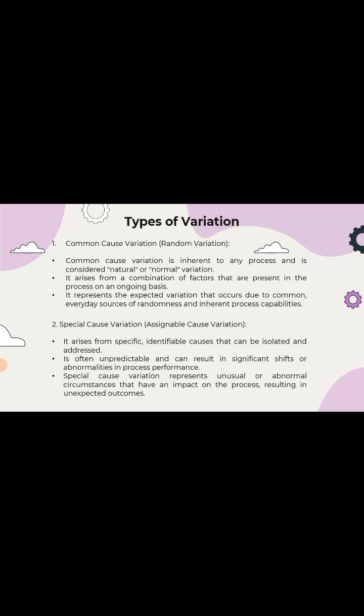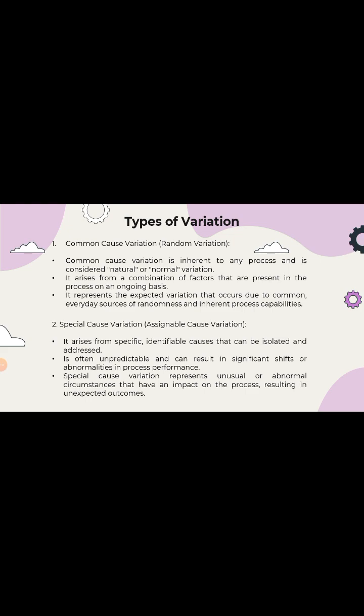It means these are the kinds of variations that are done in a special way to solve something in the company, done if there's a common problem that we are facing in specific places around the company. The third point: special cause variation represents unusual or abnormal circumstances that have an impact on the process, resulting in unexpected outcomes.